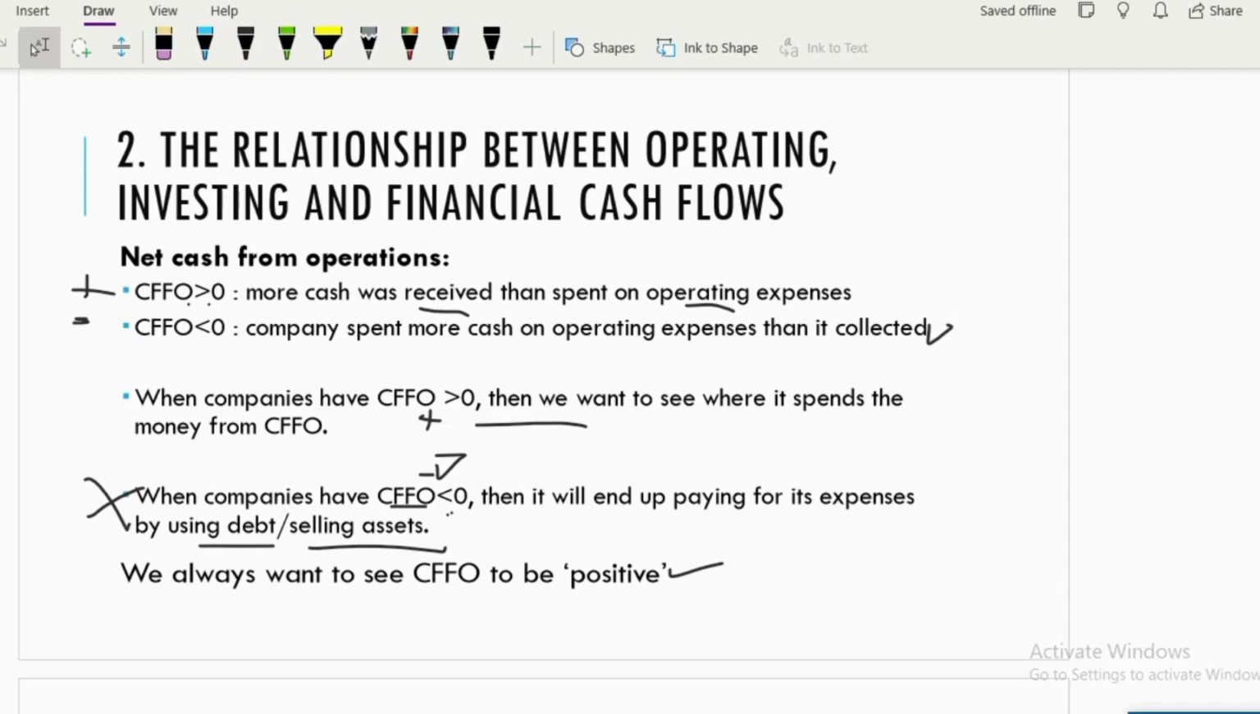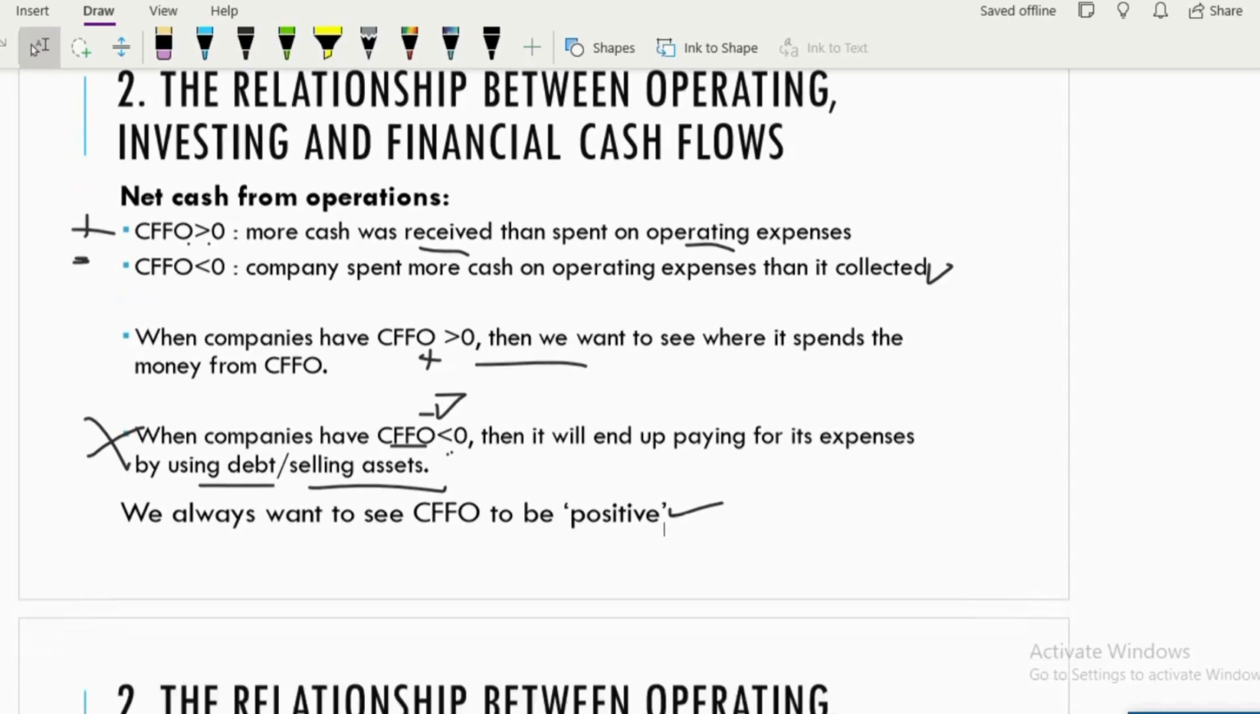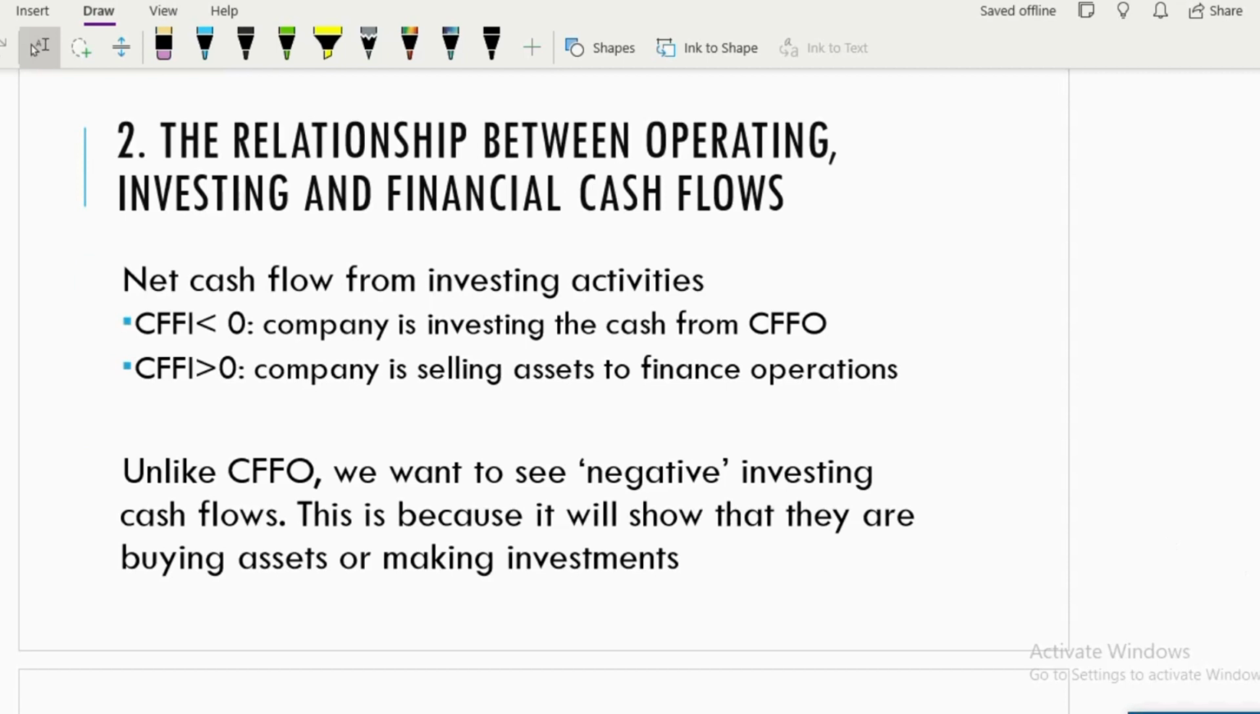What do we want for the investing and the financing activities? So let's have a look at it. For the investing activities, if you invest, it means you had money, that's why you invested. So outflow in the investing activity is a good situation. So when cash flow from investing activity is less than zero, meaning it is negative, it means they are using the cash. It means the company is investing the cash which it has generated from the operations.